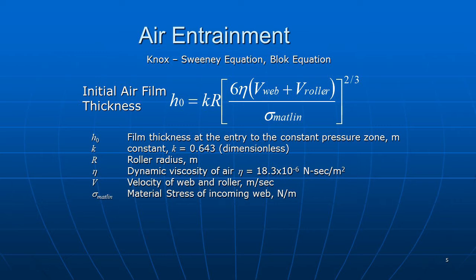This is all divided by the material stress, the pounds per inch or newtons per meter of the web coming in. And that quantity in brackets is to the 2/3 power. So in the end, it must be dimensionless. And so you can calculate that air film thickness. It looks like an ugly formula, but it works really well in Excel.